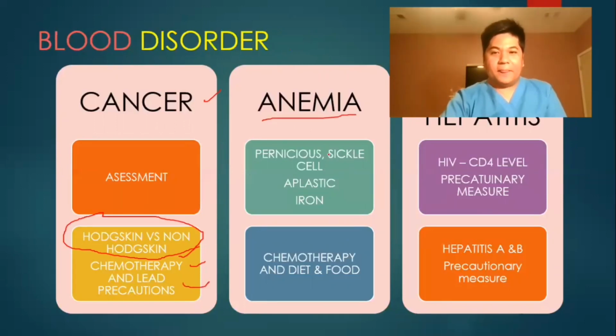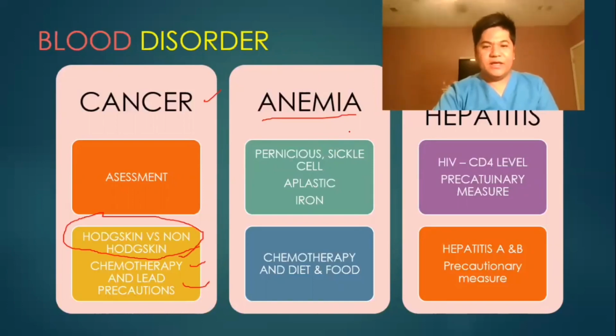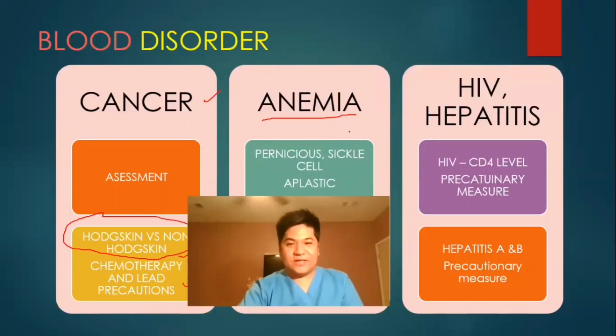Anemia. This is also the classification of anemia, like pernicious, sickle cell, aplastic, iron deficiency anemia. Mostly, I guess, pernicious, sickle cell, and thalassemia. So those are some of their favorite questions. We need to know that.